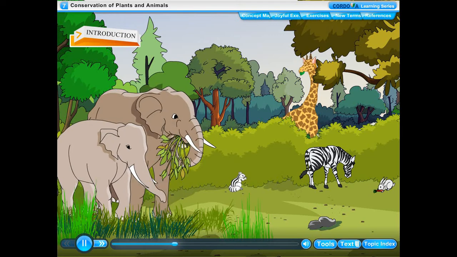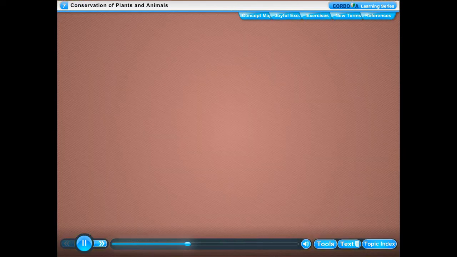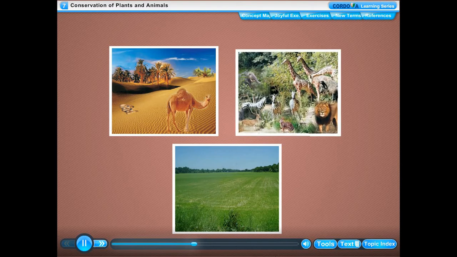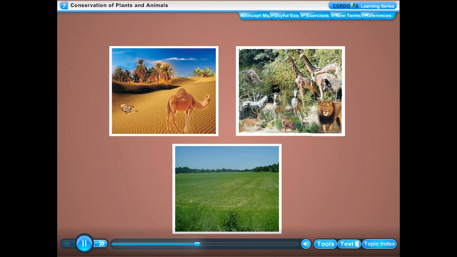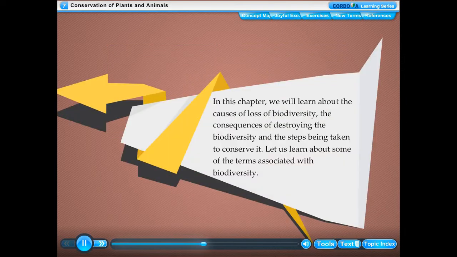In a forest, we can also see a large variety of animals from small insects to huge animals like elephants. The biodiversity of a desert, a grassland and a rainforest are very different from one another. In this chapter, we will learn about the causes of loss of biodiversity, the consequences of destroying the biodiversity and the steps being taken to conserve it.